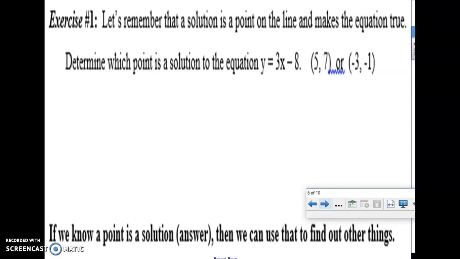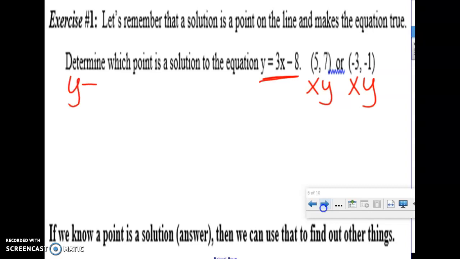Points are going to be very important to us today because points that are on the line make the equation true. So we're going to try to figure out which one of these points is a solution or an answer to the equation. Now let's not forget that points are variables, all right? It's an x and a y. So let's do it one at a time.